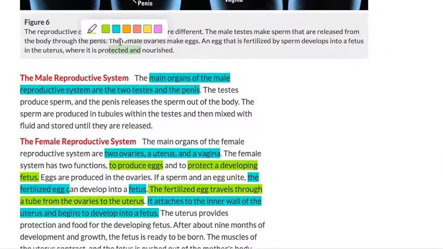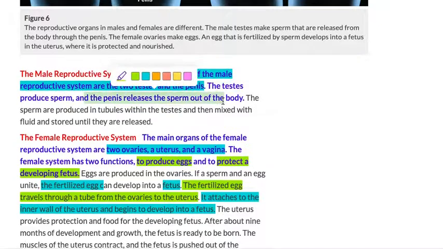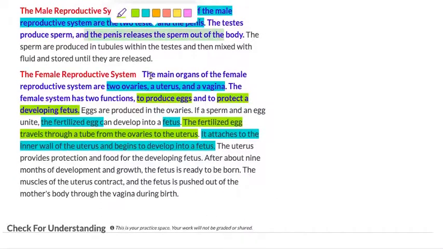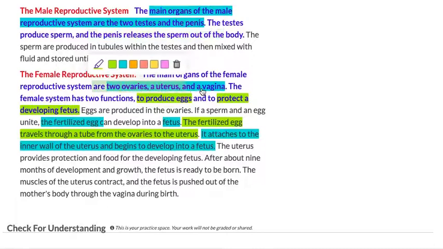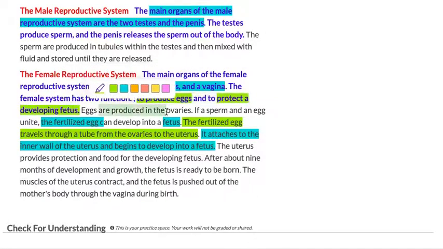And so the male reproductive system, we're looking at the main organs of the male reproductive system. You're looking at 2 testes and the penis. The testes, again, produce sperm, and the penis releases the sperm out of the body. The female reproductive system consists of 2 ovaries, a uterus, and a vagina. The female system has 2 functions. Its functions are to produce eggs and to protect a developing fetus. Eggs are produced in the ovaries.